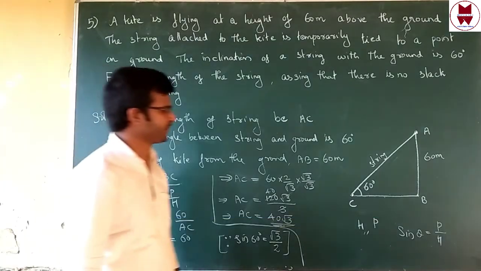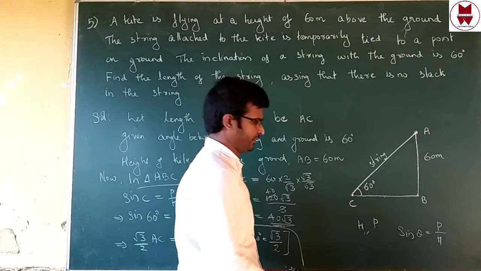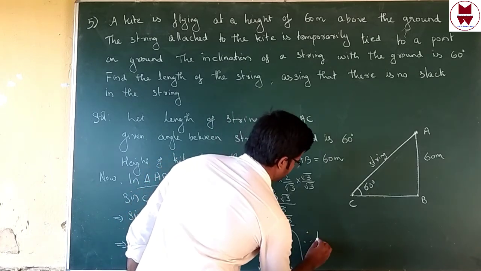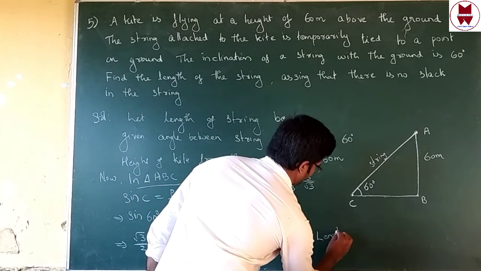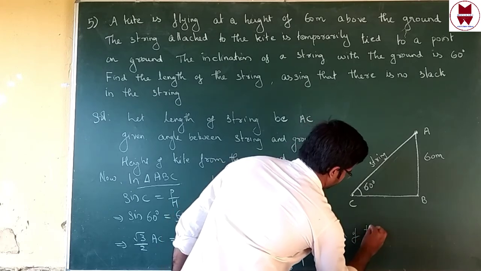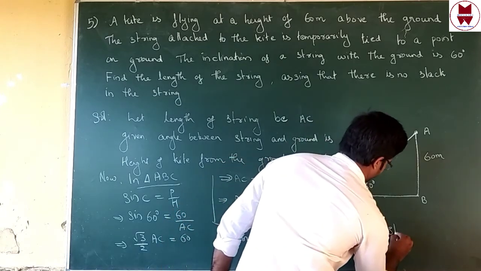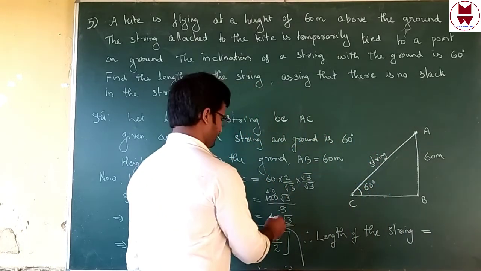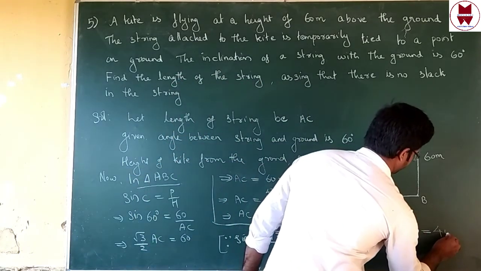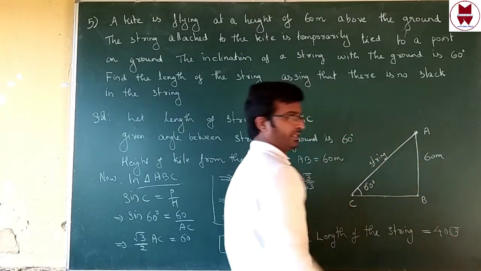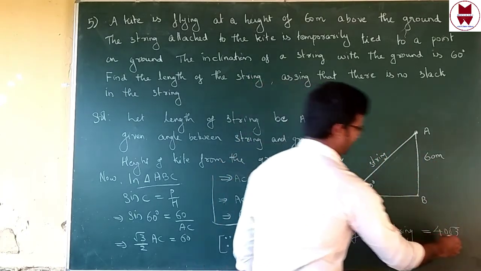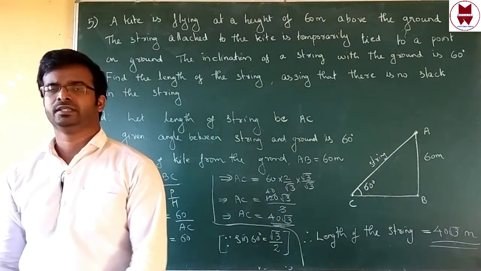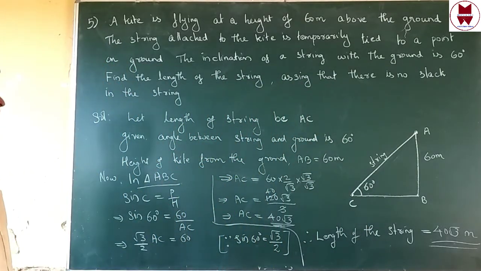What is AC? AC in this figure, that is the string, isn't it? Therefore, the length of the string equal to 40 root 3. Unit already given 60 meter, isn't it? That means 40 root 3 meter. That is our answer. Just pause the video and write it down in your notebook.